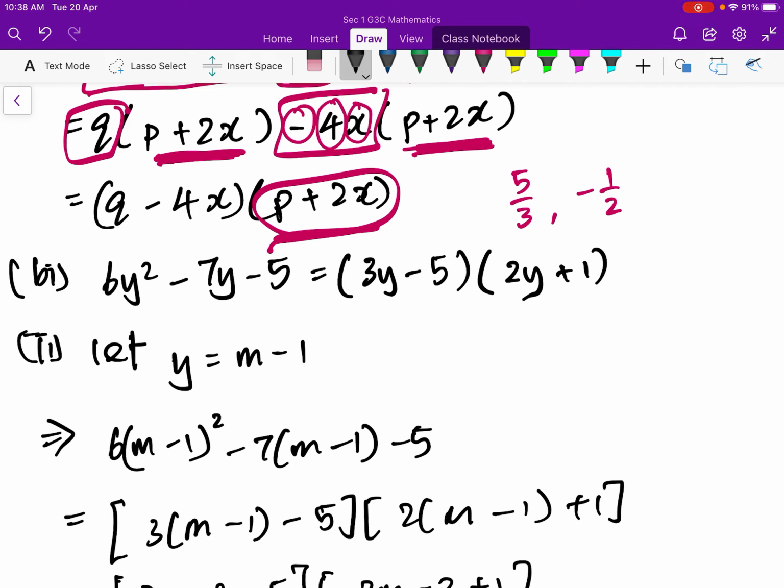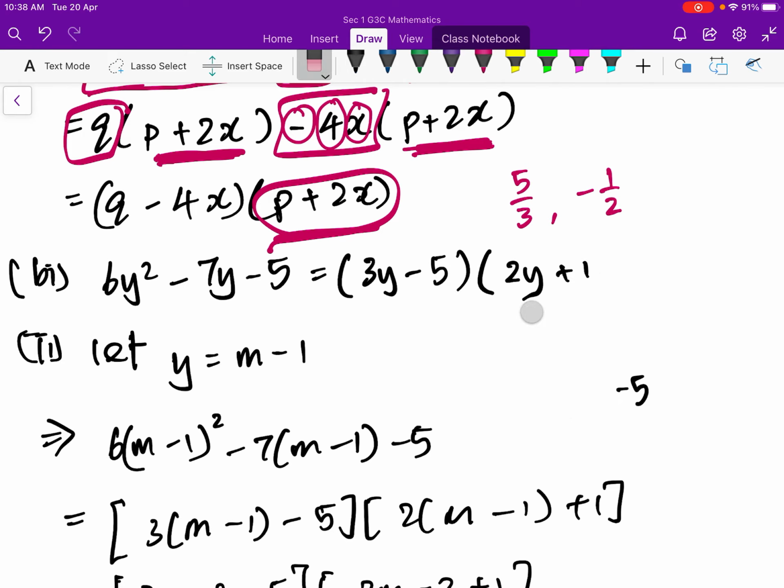You will learn more about it in Sec 3, when we teach you how to solve this. Is this Sec 3? Yeah, I think it's Sec 3. Okay, so for now, if you don't know what's happening over here, don't worry. You can still use your box to help you solve it. So your 6y squared and your negative 5, it will still work.